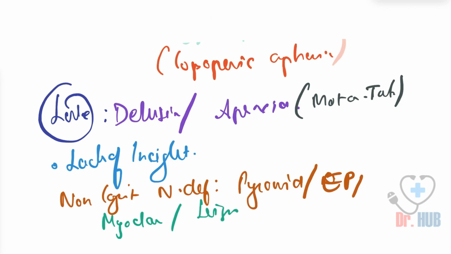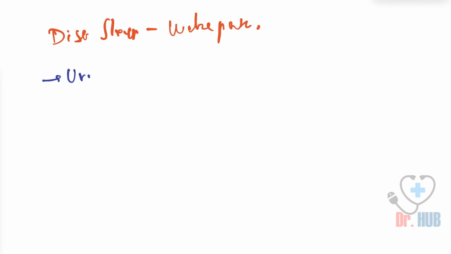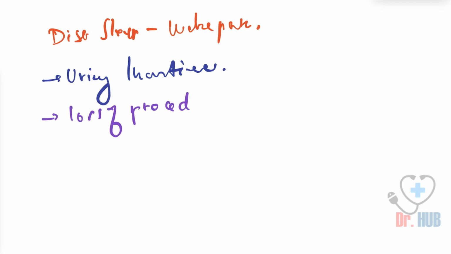Then when you look at a patient with Alzheimer's, they also have disturbed sleep, which is nothing but a disturbed sleep-wake pattern. And then there is urinary incontinence. Then there is also the loss of procedural memory.